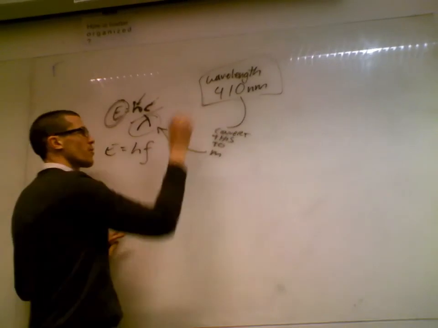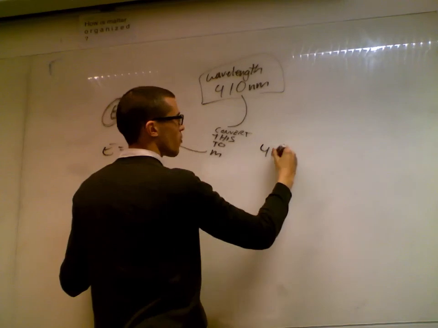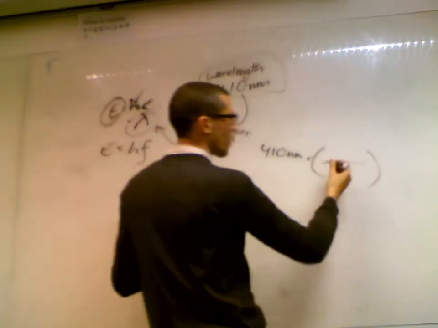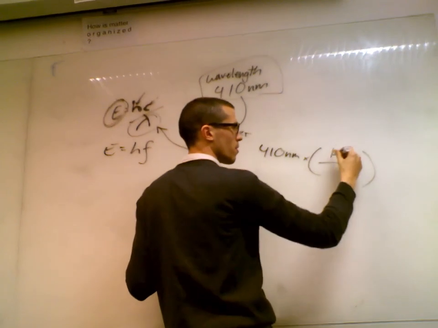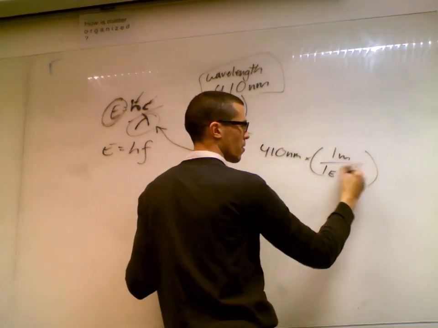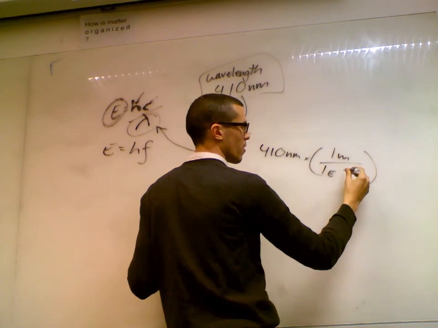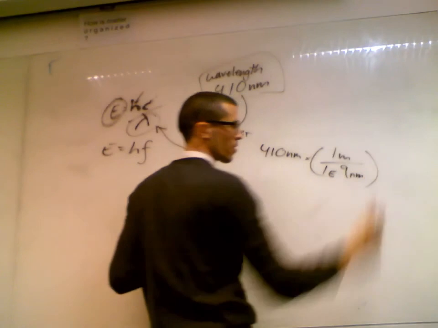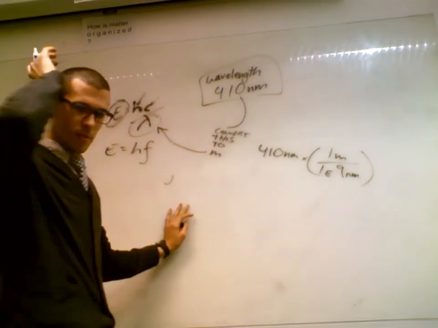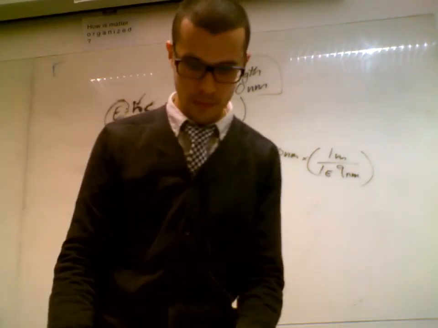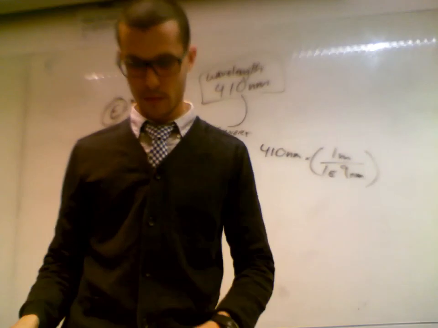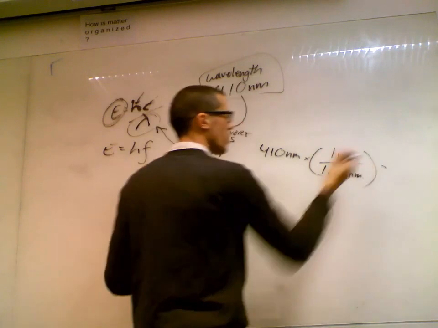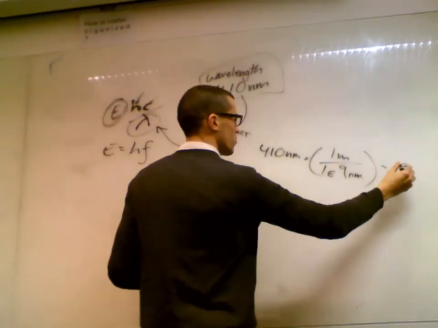To convert this into meters, it's very simple. You take 410 nanometers, and then how many nanometers are in a meter? So 1 meter over 1,000? Or is it 1 million? I believe it's a 9, right? Nano is a billion, which is 10 to the 9. So that's how you turn it into meters.